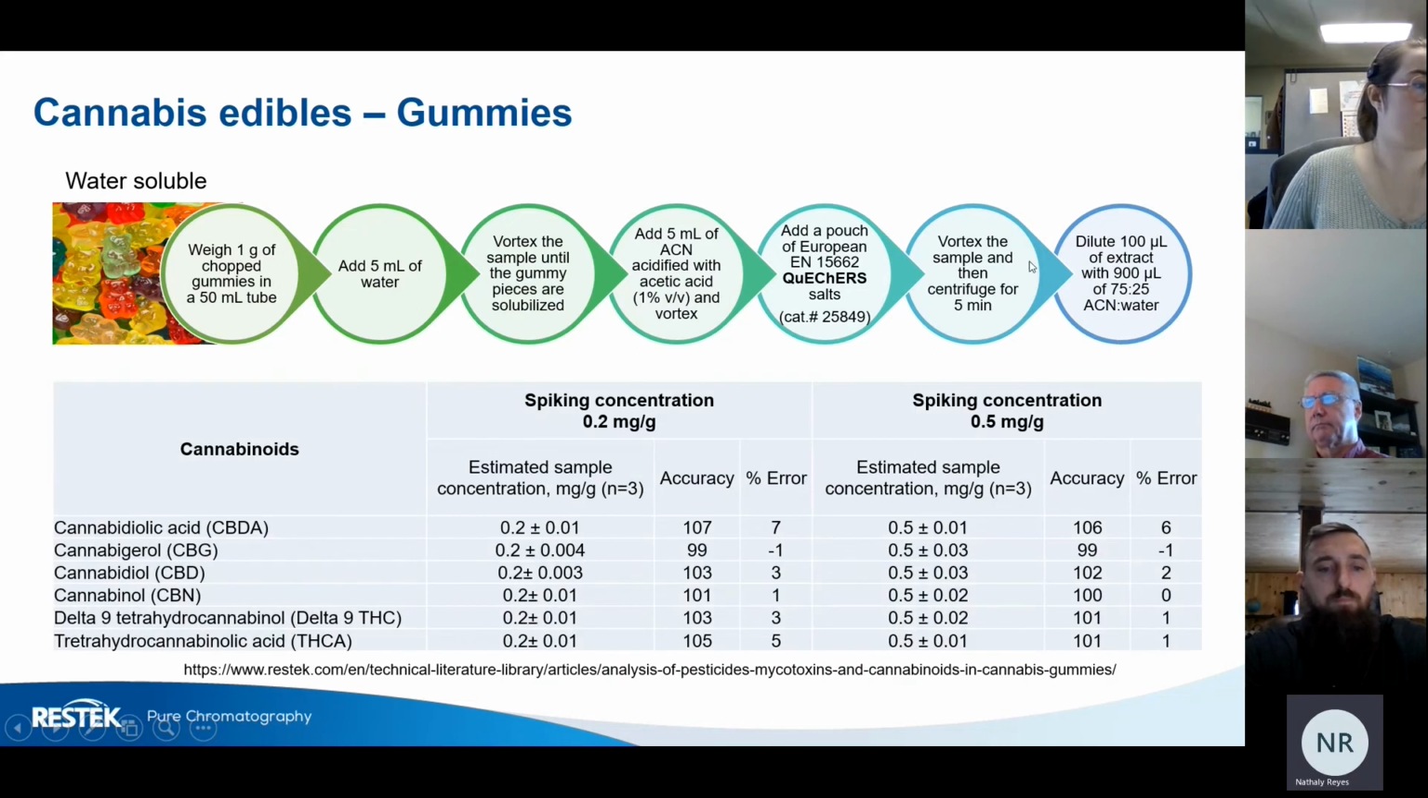And here we have the results for 6 different cannabinoids spiked in gummies. As you can see, the accuracy values were within the expected range. The error was less than 7% in all the cases. And the results were pretty good at the 2 different concentration levels tested.